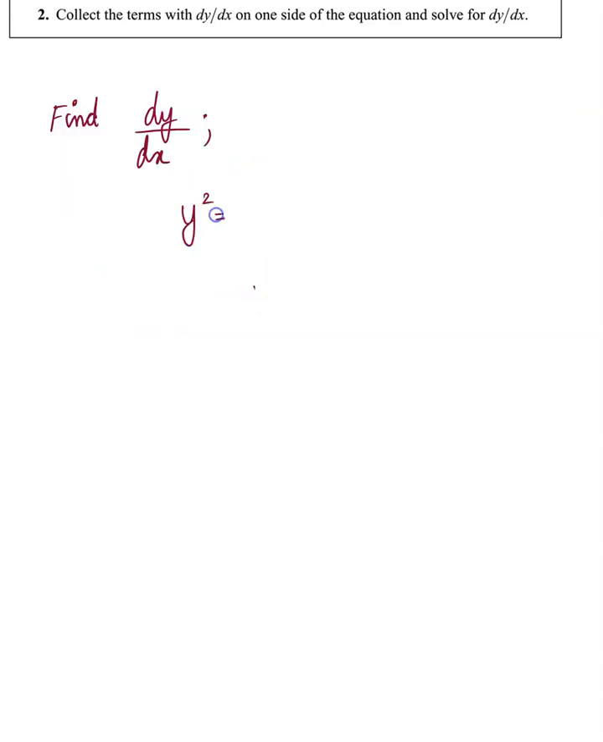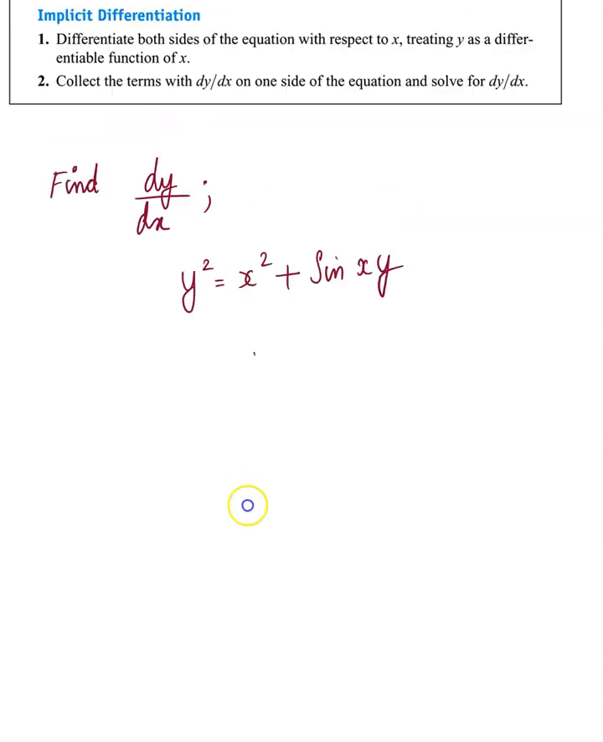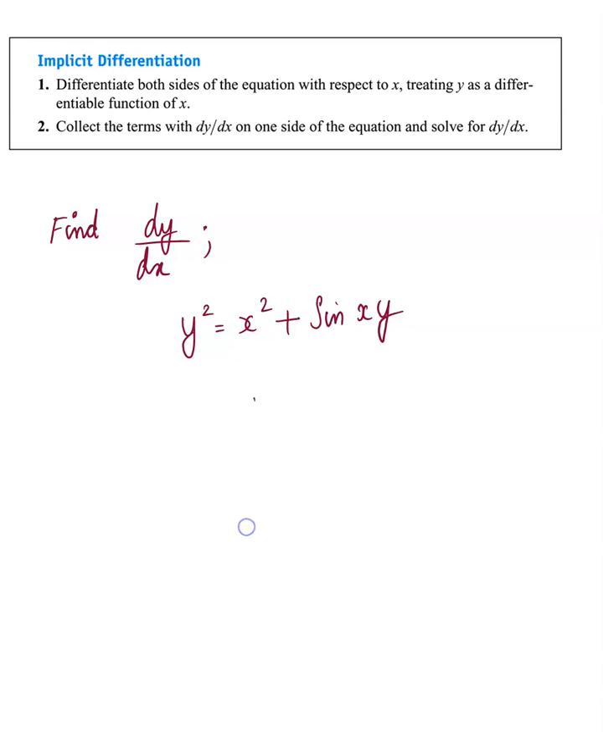And we have y squared equals x squared plus sine xy. This is what we have, and we need to find the derivative. So if you look at the first step, it said differentiate both sides of the equation with respect to x. So I just say differentiate both sides with respect to x.